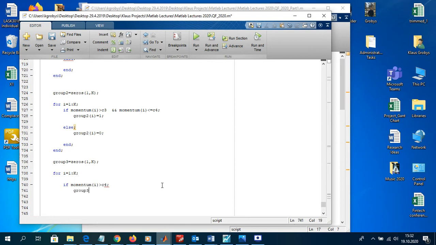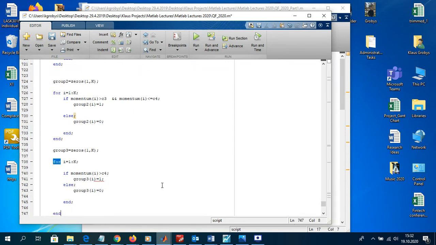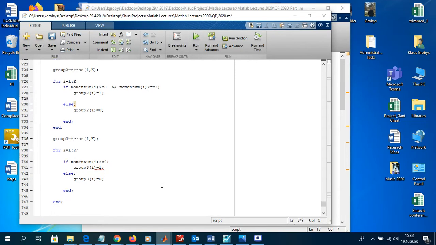Then this corresponding stock should be in that group, so it should get a 1 entry, else group 3I should remain a 0. Let's end the if command, let's end the for loop. Now you see all stocks are allocated into 3 different groups.